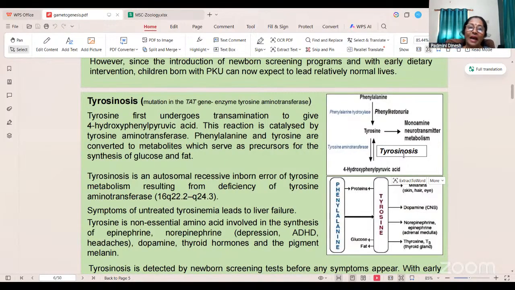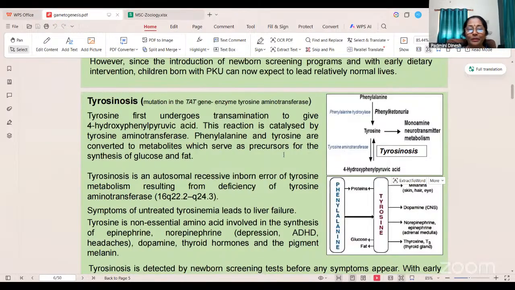Something like when the garbage is getting filled up, it has to be cleaned. Otherwise, what will happen? They will create some problems at home. In the same way, if there is anything in excess in our body, that will create some problem. And this is called tyrosinosis, where tyrosine is not being metabolized to 4-hydroxyphenylpyruvic acid. Now, this problem is found on which chromosome? Chromosome number 16, Q22.2 to Q24.3. So that much of the gene is mutated over there, and hence this tyrosine aminotransferase is not produced.